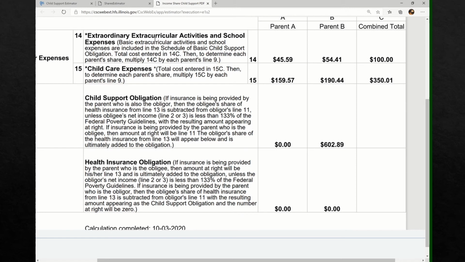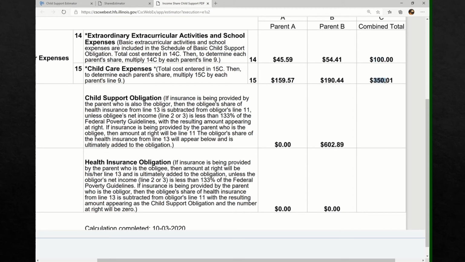Let's look at the extraordinary expenses. We had entered that $100 is what is being spent on the football lessons. And again, this $100 is the responsibility of the two of you together. Even though one parent is paying for it, it's the joint responsibility. So whoever pays extra will get credit. 45.59 and 54.41 is again the split based on the income ratios for this amount.